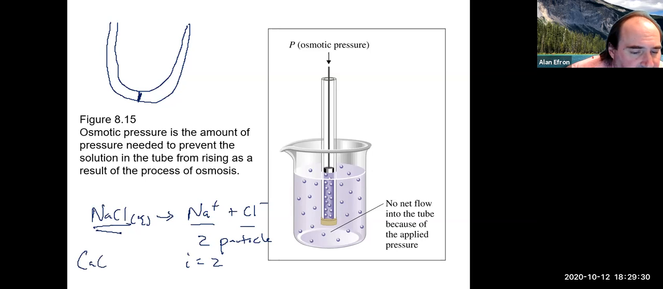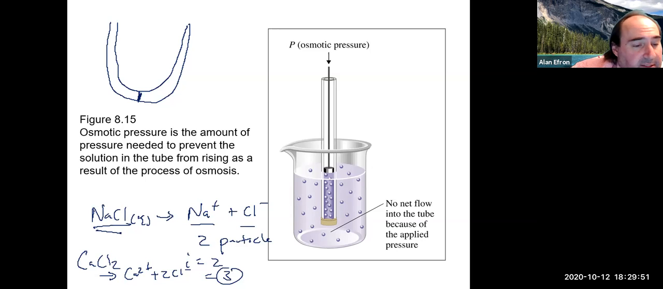Just like if we had calcium chloride, when it breaks apart, you get a calcium ion and 2 chloride ions. That's a grand total of 3 particles per formula unit. So the number of particles you have in solution will affect something like the osmotic pressure. The more particles, the more osmotic pressure that you would have.